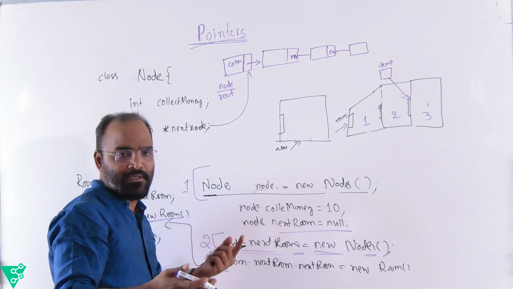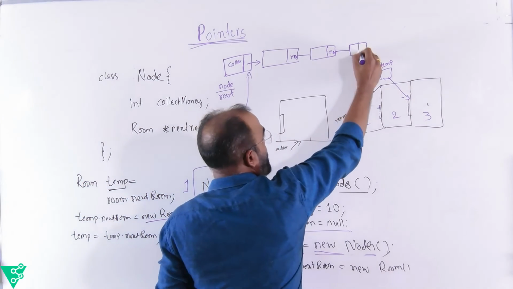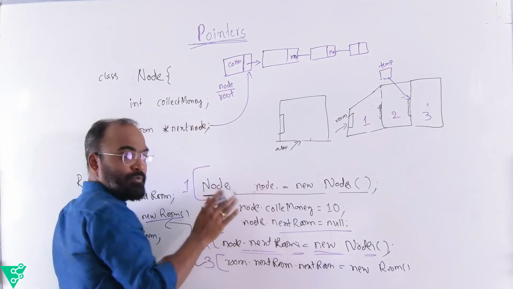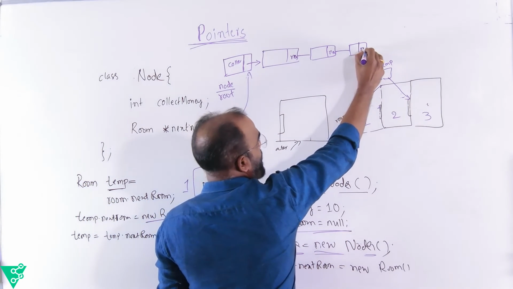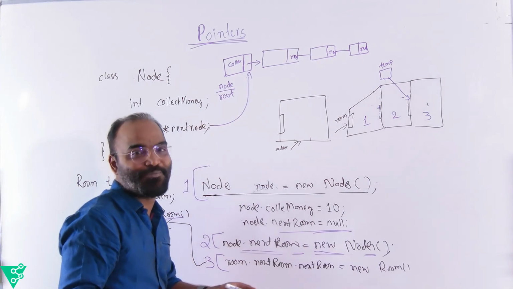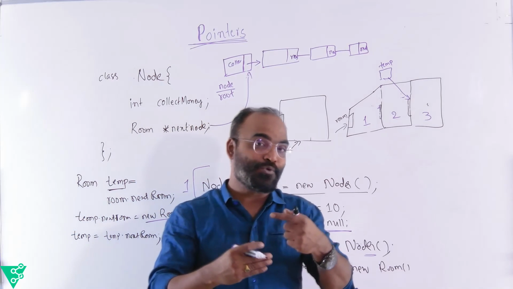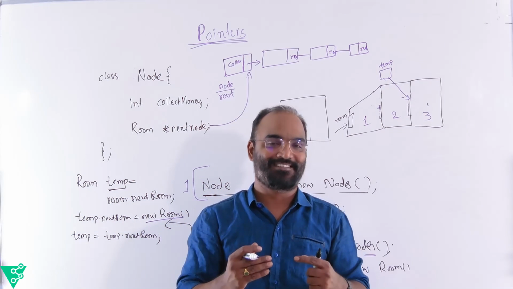You want 10 single linked list nodes? Go on creating. Wherever you stop, if you put the new node inside a constructor, the new node will always have null until you assign it. So you stop there. That's how you build a single linked list using pointers.